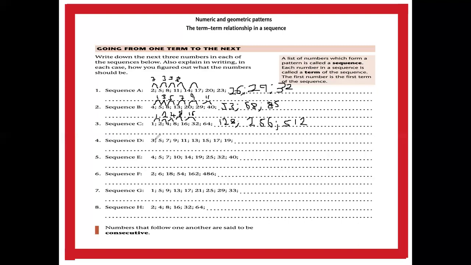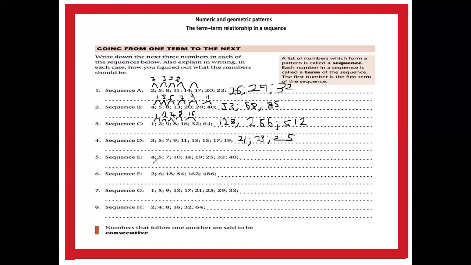Okay, now we look at sequence D. Just by inspection, which just means looking at it, I don't have to write anything down here. I can see that it's going up by 2, goes up by 2, goes up by 2, goes up by 2, goes up by 2, etc. So then the next one, 19 plus 2 is going to be 21, plus 2 is going to be 23, plus 2 is going to be 25.